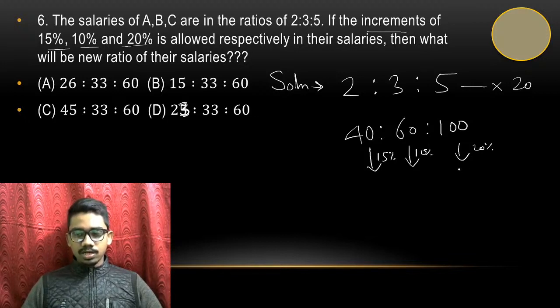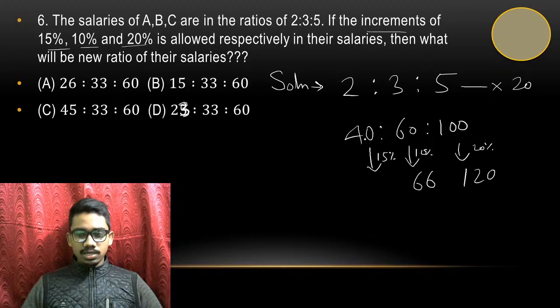So 20% of 100 will be how much? It will be 120. 10% of 60 will be how much? It will be 6, so that is why it is 66. And 15% of 40 is what? 10% is 4 and 5% is 2. So it will be 46 ratio 66 ratio 120.